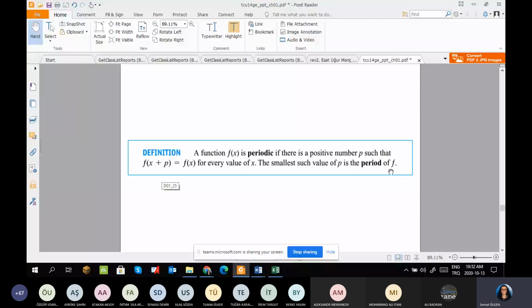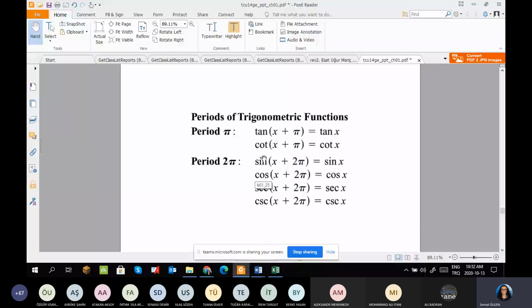For tangent and cotangent, we have the period pi. For sine, cosine, secant, cosecant, because they are related to sine and cosine, the period is 2 pi.